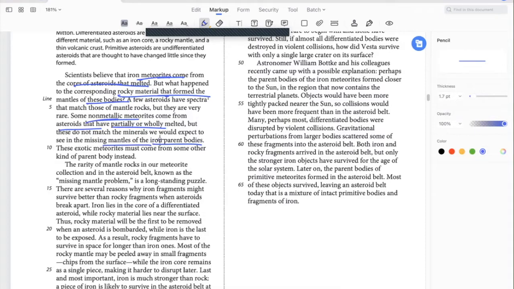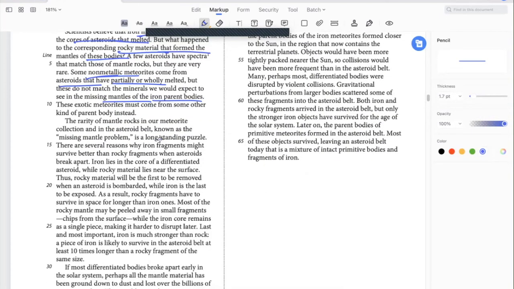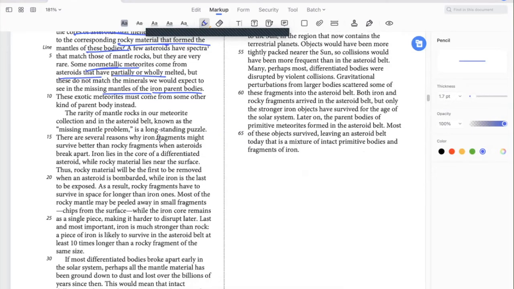Okay. The rarity of mantle rocks in our meteorite collection and in the asteroid belt, known as the missing mantle problem, is a long-standing puzzle. There are several reasons why iron fragments might survive better than rocky fragments when asteroids break apart. Iron lies in the core of a differentiated asteroid, while rocky material lies near the surface. Thus, rocky material will be the first to be removed when an asteroid is bombarded, while iron is the last to be exposed. As a result, rocky fragments have to survive in space for longer than iron ones.